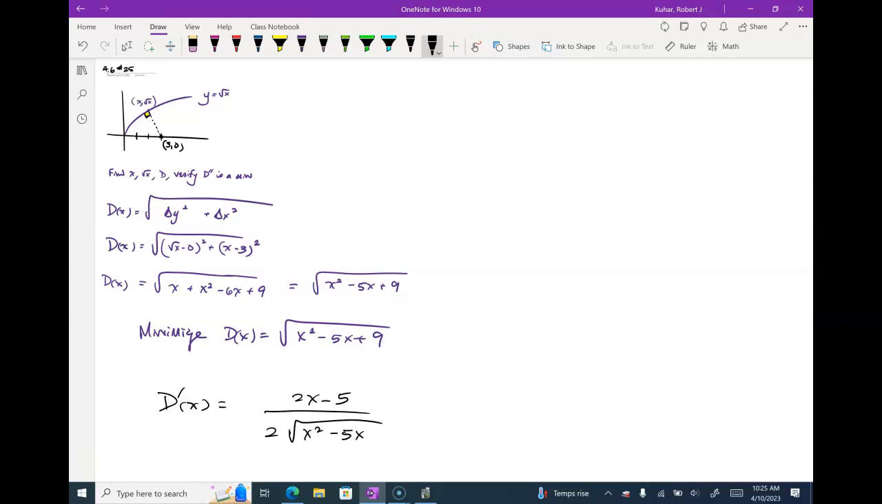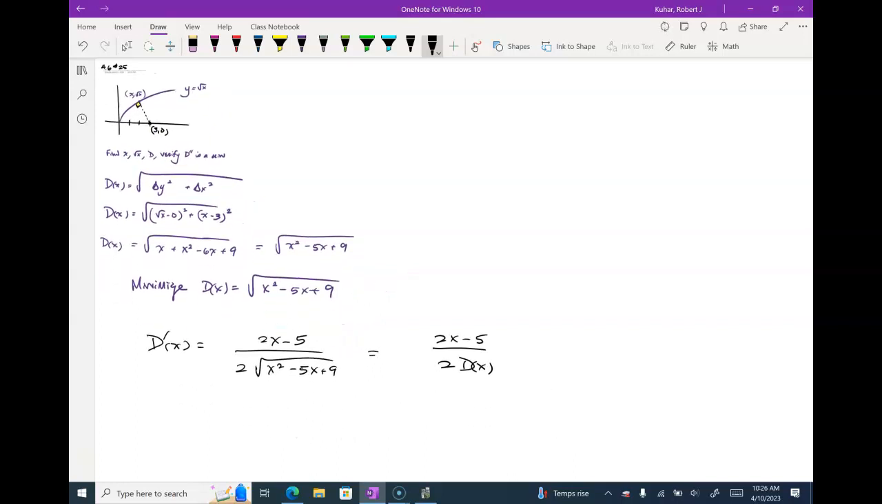And I really prefer to write this derivative in terms of the original function. So I'm talking about 2 times d of x downstairs, because when I do my second derivative, that makes the calculation so much easier. You don't have to do it this way. You can keep the square root in there and then calculate your second derivative with it, right? It's hideous, but you can do that.